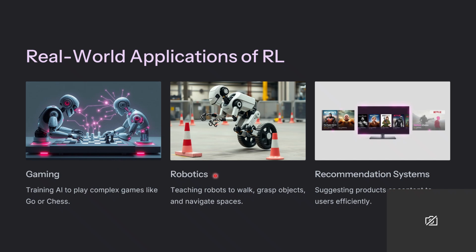Robotics. Reinforcement learning helps robots to learn to walk, pick up things, open doors, and move around in the real world. Then, recommendation systems. Platforms like YouTube, Netflix, or Amazon use reinforcement learning to recommend videos, shows, or products you might like based on your behavior. So yes, reinforcement learning is already part of our daily lives, even if we don't always notice it.